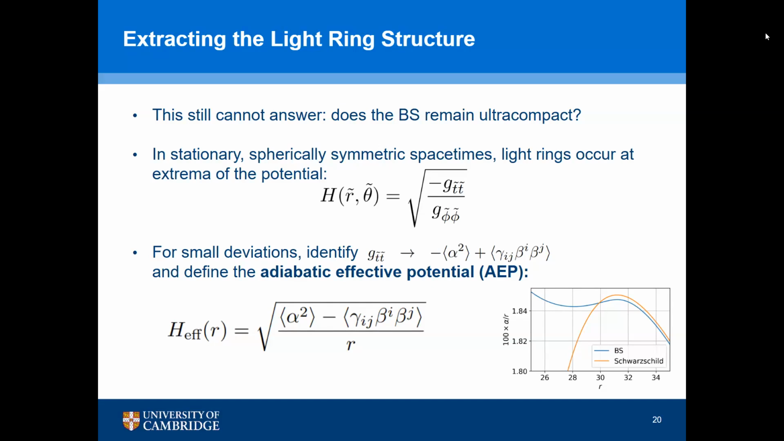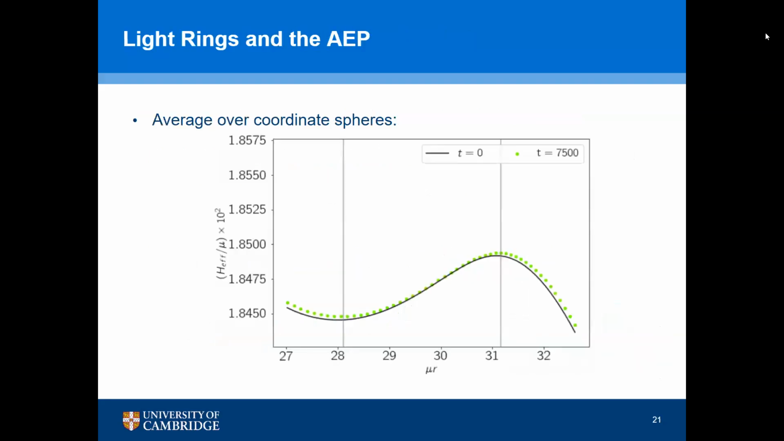Now, of course, we're doing a full unconstrained 3+1 evolution, so our data is not going to remain perfectly spherically symmetric. So how do we account for that? What we use is this adiabatic effective potential approach, which is adapted from something that's been done here, where you define something that for a spherically symmetric spacetime reduces perfectly to this potential, and you check how the extrema of this function evolve over time.